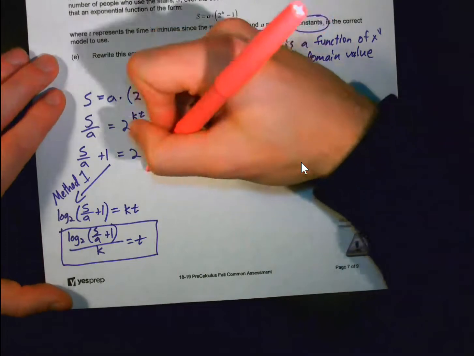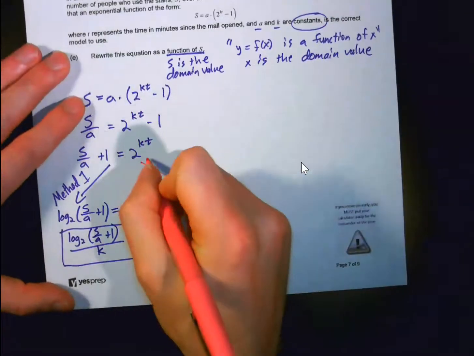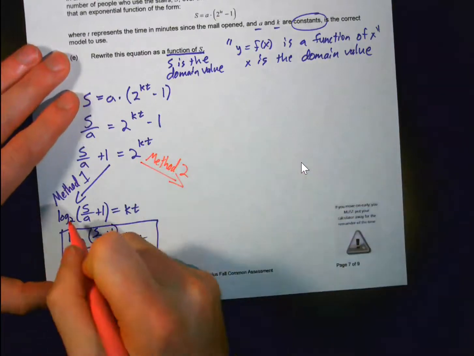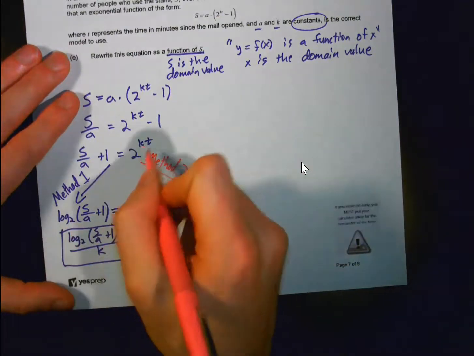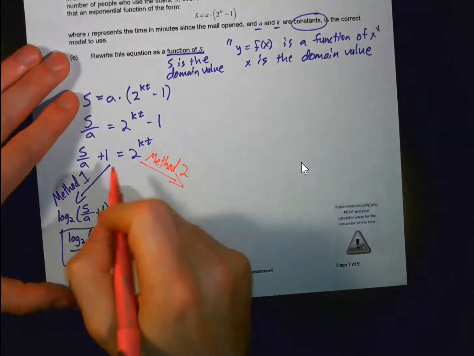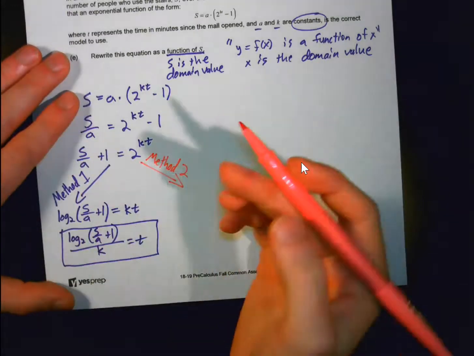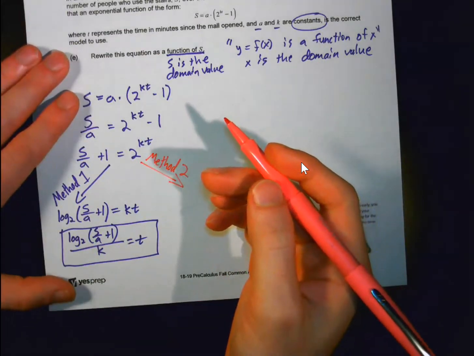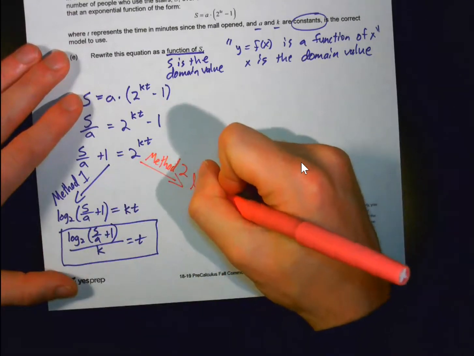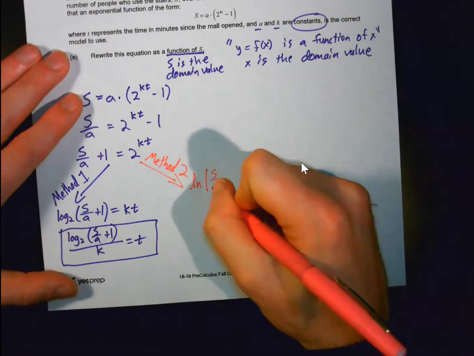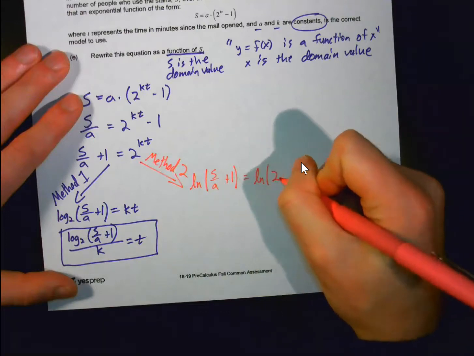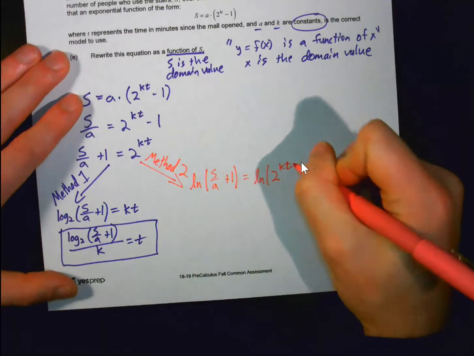Method 2 is pretty similar, but in method 2, instead of taking a log base 2 on both sides and just canceling out the 2 to the on the right-hand side, what we're going to do is instead take a log of any other base. In fact, why don't we choose the natural log? That's kind of the most natural one to choose. If we do an ln on both sides, let's see what happens. So if we do ln on the left, we have ln of s over a plus 1, and on the right we would have ln of 2 to the kt.